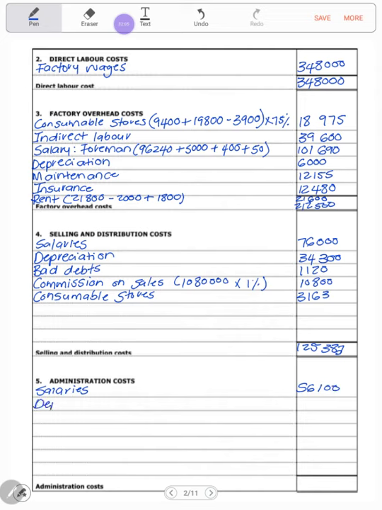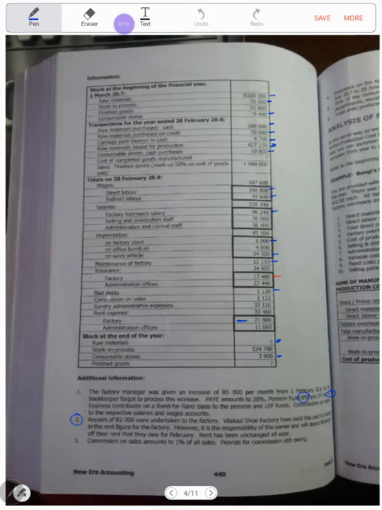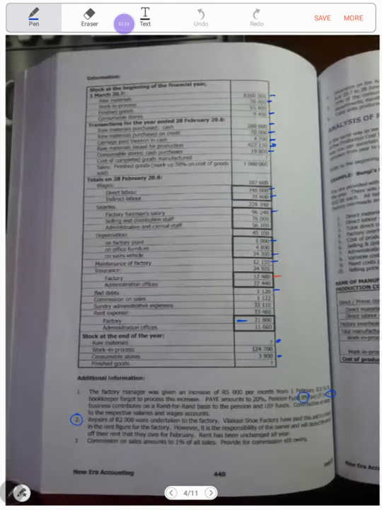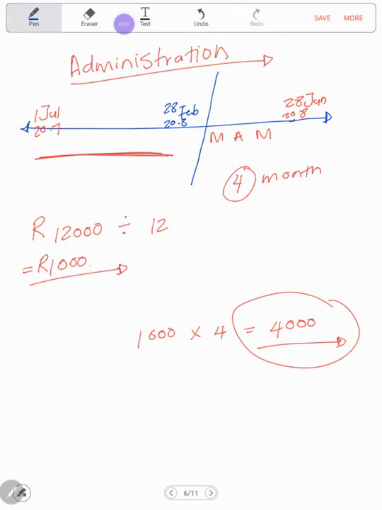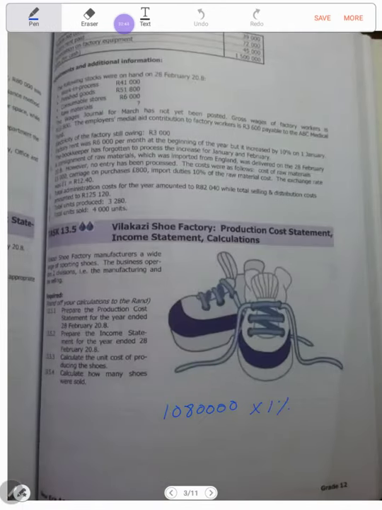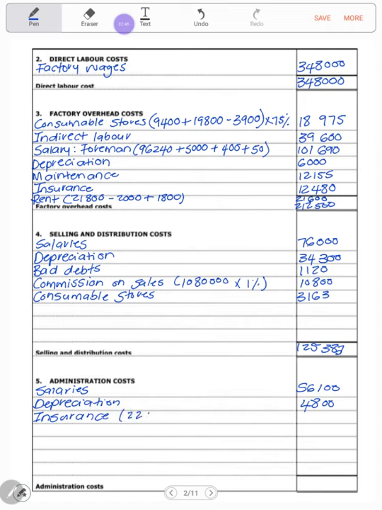Salaries, depreciation. Remember, it's not yet. So depreciation on the office furniture, it's 4,800. Remember, your admin has got to do with your offices now. Then we have the insurance. Remember your adjustment that we completed over here, the 4,000 that needs to be taken out because it has been paid in advance. So what is the insurance figure over here? Admin, it was the 22,440. And you're subtracting the 4,000 that doesn't fall in your financial year, 18,440.